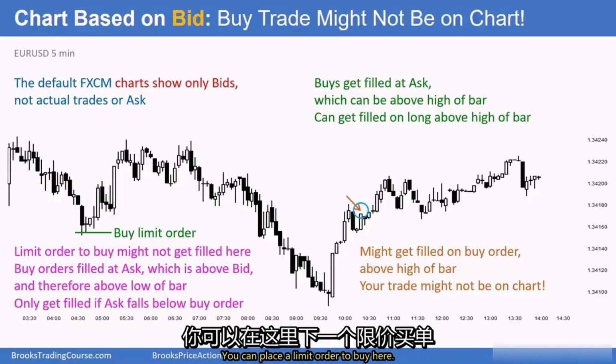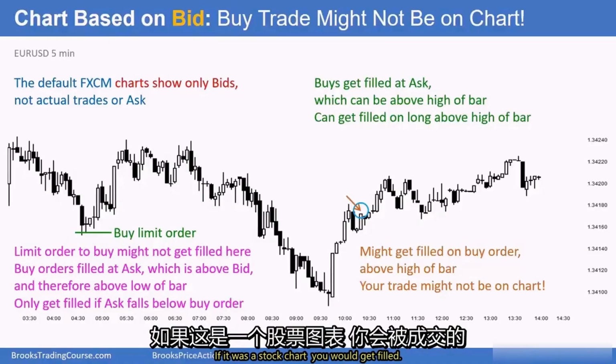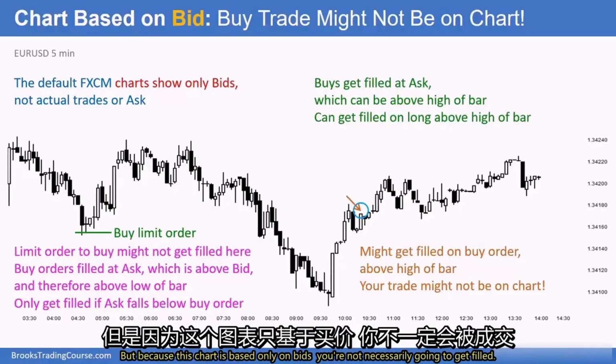You can place a limit order to buy here. You can see the bar dip below your price, and you do not get filled. If it was a stock chart, you would get filled. But because this chart is based only on bids, you're not necessarily going to get filled.